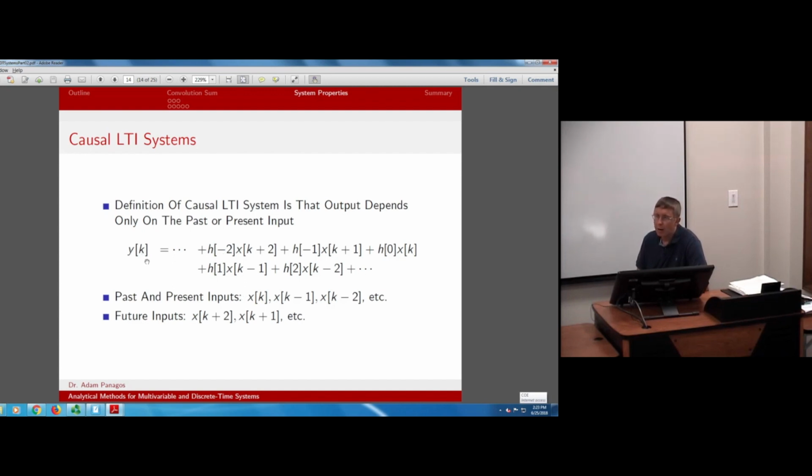Time k is time right now. So here's my input right now. Here is my input 1 time sample ago, 2 time samples ago. But this is my sample 1 time in the future, 2 samples in the future. Okay? So if y of k cannot be a function of x of k plus 2 or x of k plus 1 or x of k plus 3, I better have a 0 for time minus 1 of my impulse response to make this go away. And this better be 0 to make that go away. Same thing all the way back. So h at time minus 1, minus 2, minus 3, minus 4, they have to be 0, otherwise I'm going to be a function of a future input.